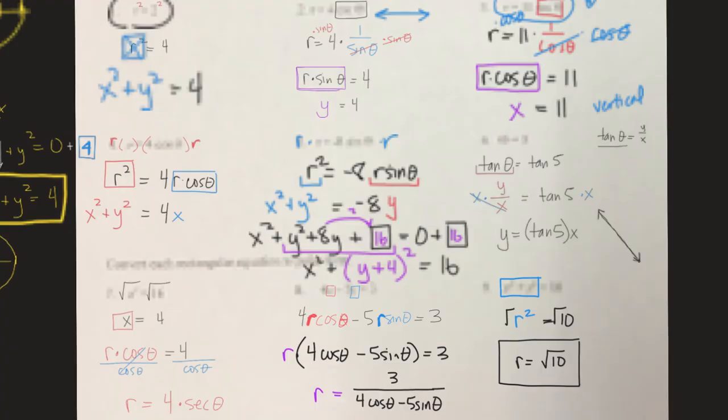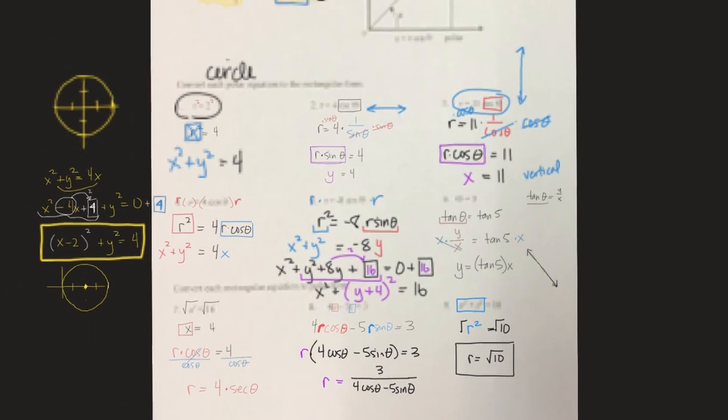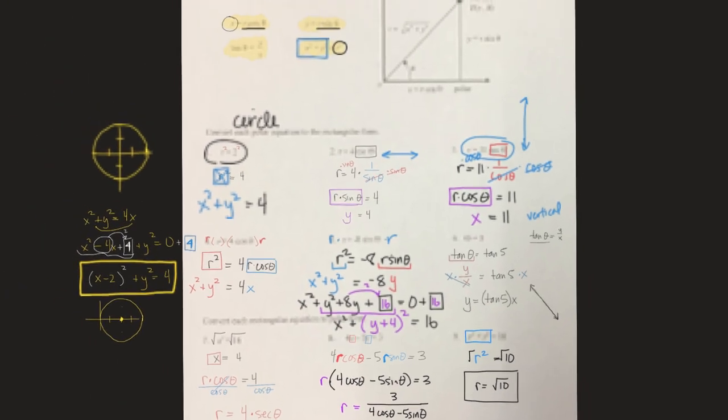So you want to replace r's with their x and y counterparts, so that we have an x and a y as our equation, rather than an r equals. Okay, there's your polar to rectangular conversions, and vice versa.